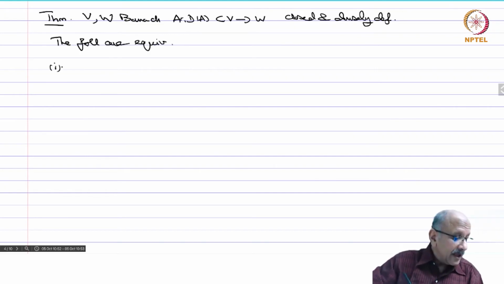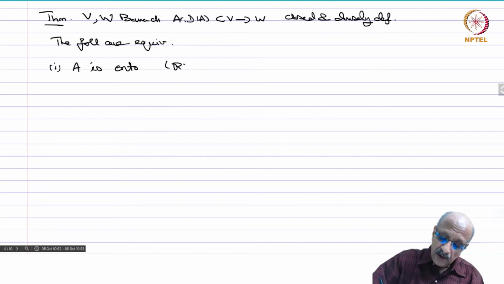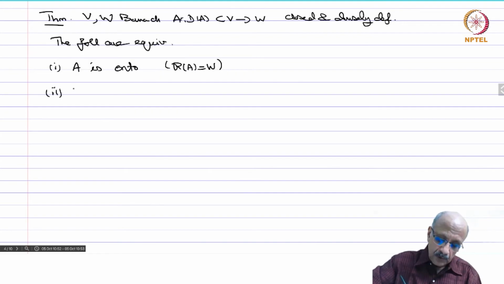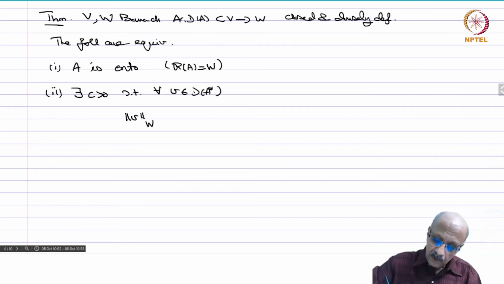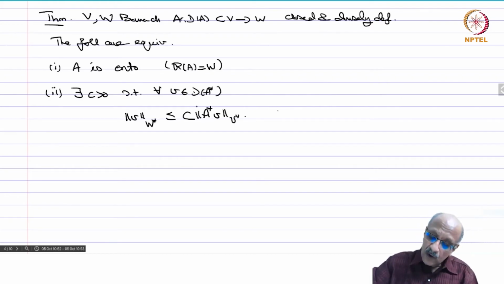One, A is onto. So when is a map surjective? That means range of A equals all of W. Two, there exists a constant C such that for all V in D(A star), we have norm of V in W star is less than or equal to C times norm of A star V in V star. So such a map is called bounded below.